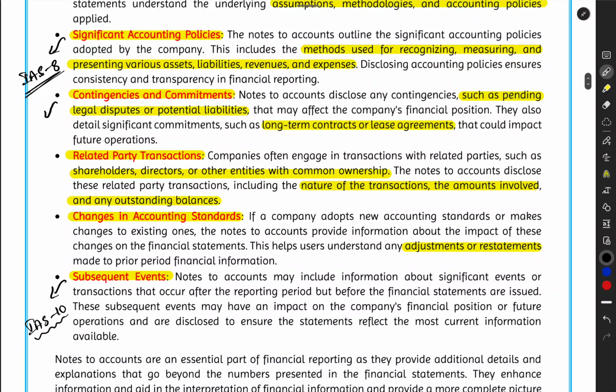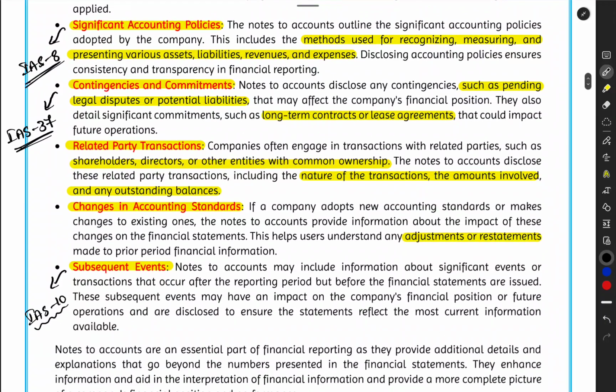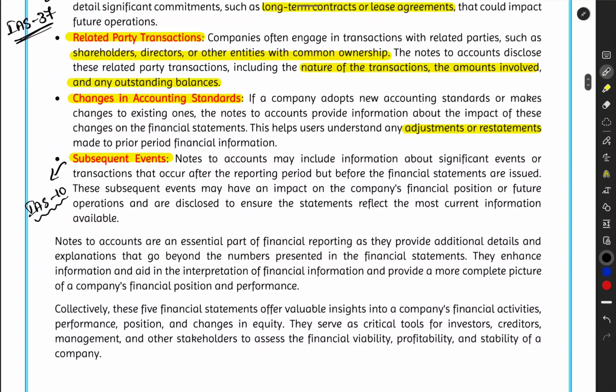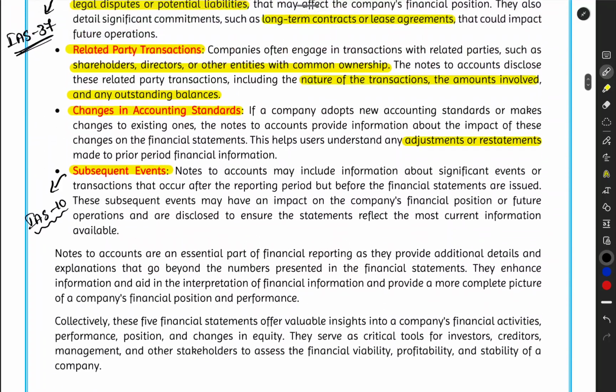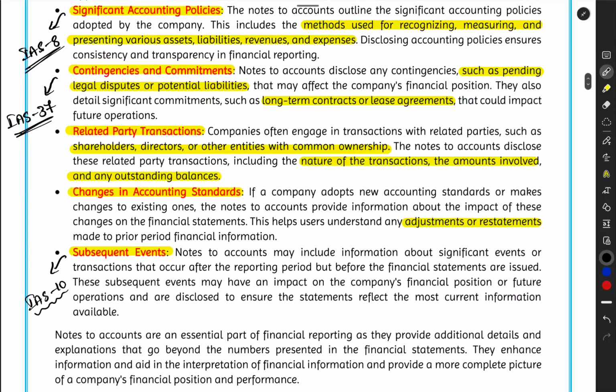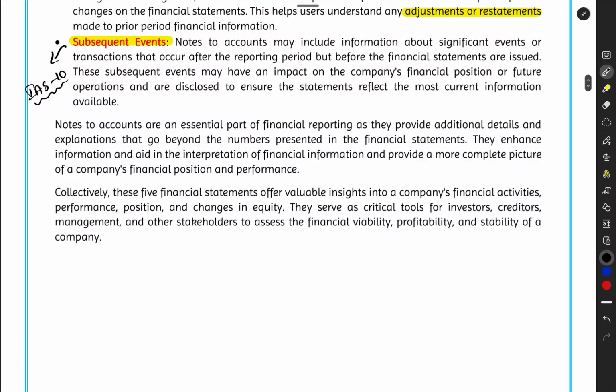Then contingencies is covered in IAS 37. Contingencies, provisions, contingent liabilities, and contingent assets. Related parties, I don't remember the standard number exactly, but that's okay. So like this, every topic has an international financial reporting standard or an international accounting standard associated with that. The numbers, you don't need to remember or by heart these numbers, by the way. Do not worry about all this. Okay, you don't need to by heart these numbers.